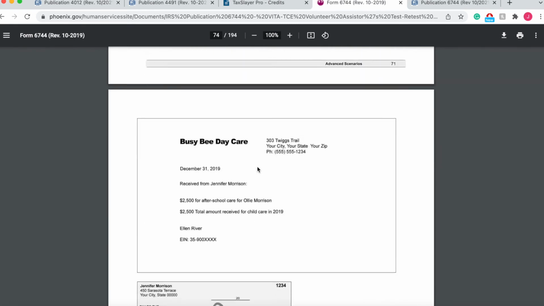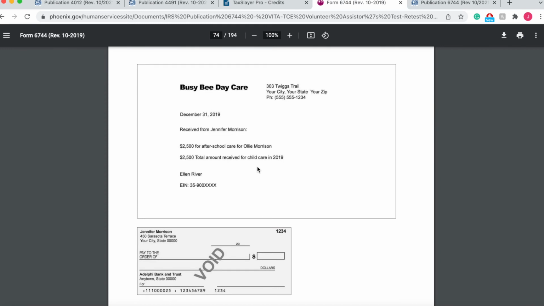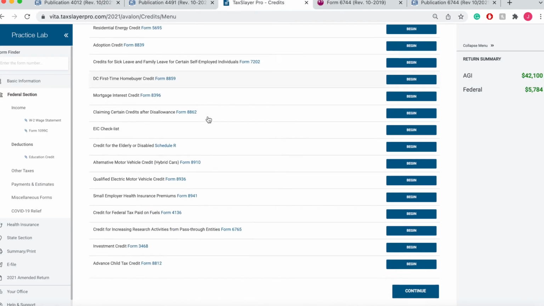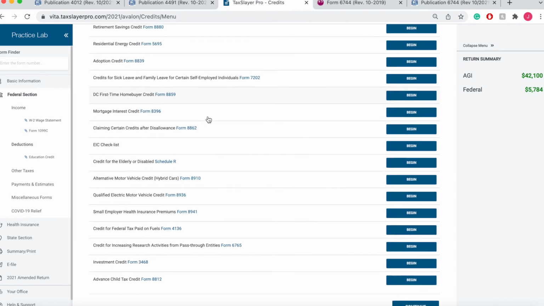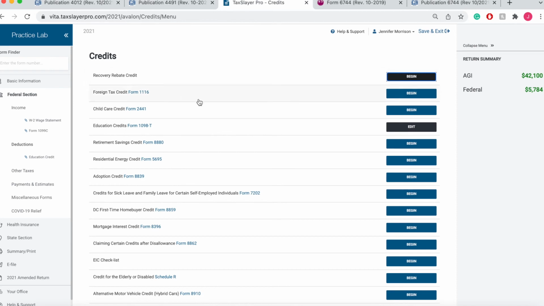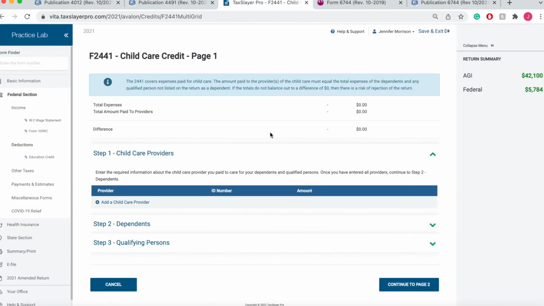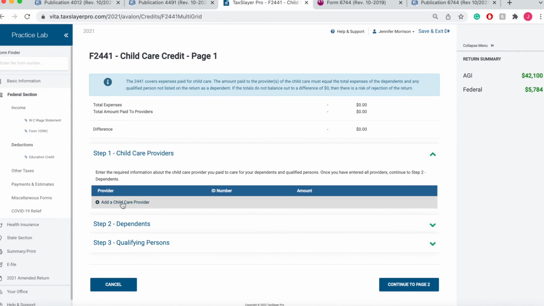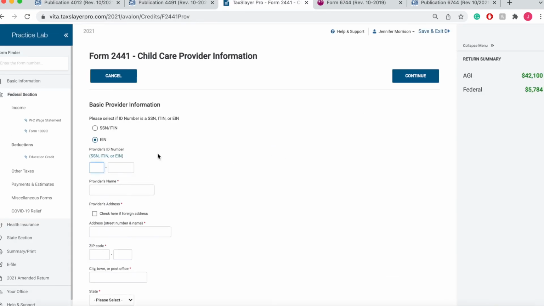So we're going to come down here to where we had that information. We see that that amount is $2,500. And so now we are going to look here for the child and dependent care credit. Yeah, here we go. Child care credit, because it's for a qualifying child here. And so we're going to go ahead and add a child care provider.